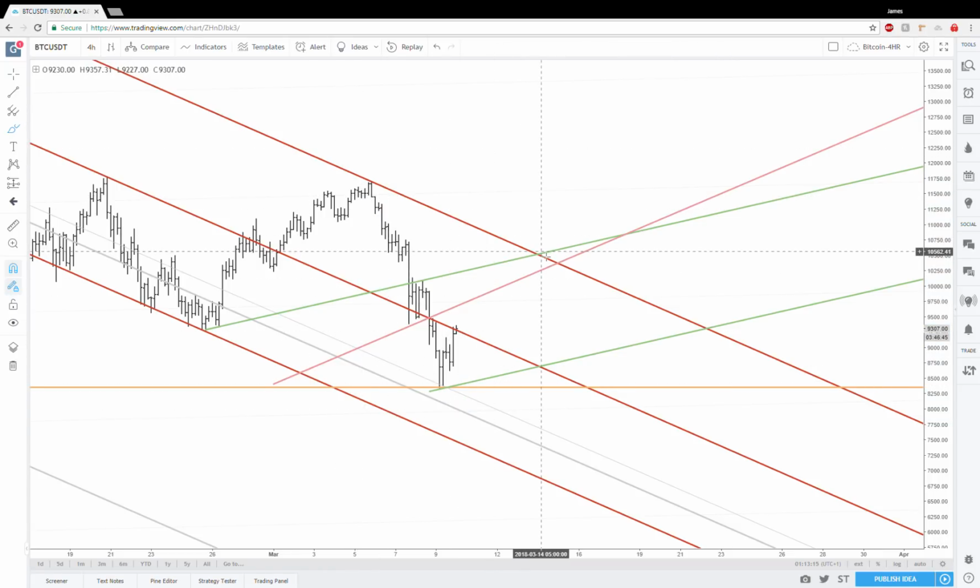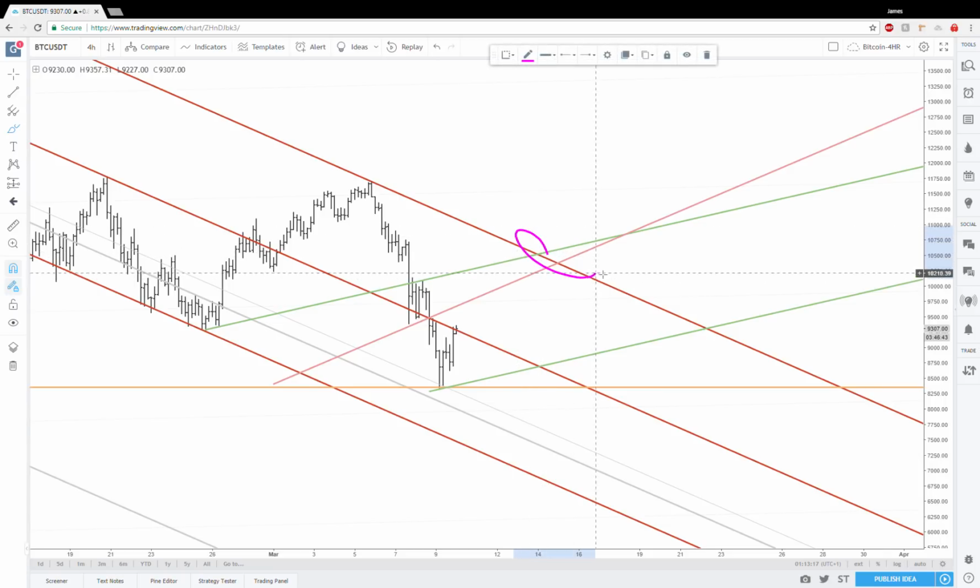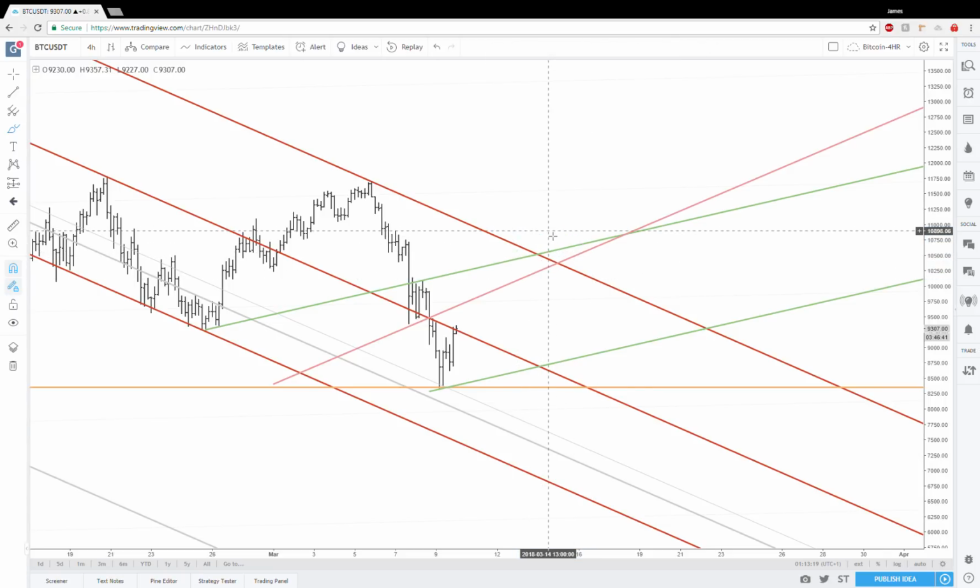Now, if we break the 10,000, like let's just say 10,450, 10,500 right now, that figure is going to change. Do not get hung up on the numbers, or you're going to be extremely disappointed. I do not trade based on numbers. I trade based on lines and price action, and that's it. Because those numbers can change very quickly, and you have to be ready to go with it.